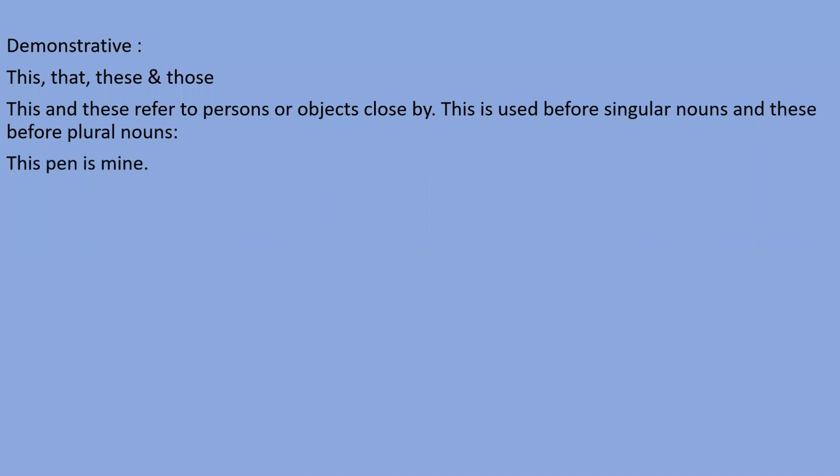Suppose I say that this pen is mine. So one pen is near to you and you are just pointing out the pen and you say that this pen is mine, because the pen is singular, pen is one. That's why you have used here this. This pen is mine. So this is here a demonstrative determiner, or we can say demonstrative adjective. These pens are mine. So now you have used these because pens are in plural number, right?